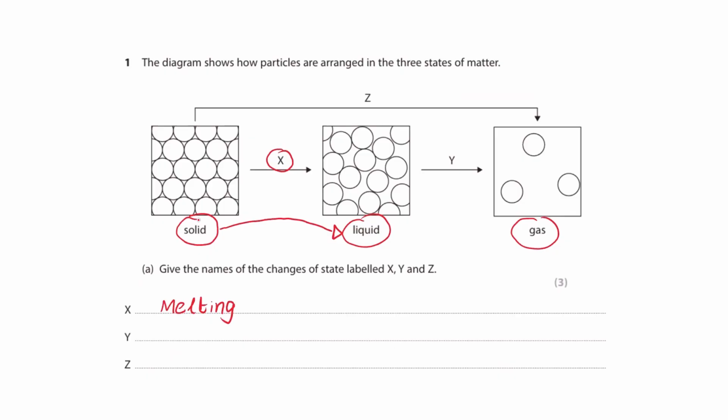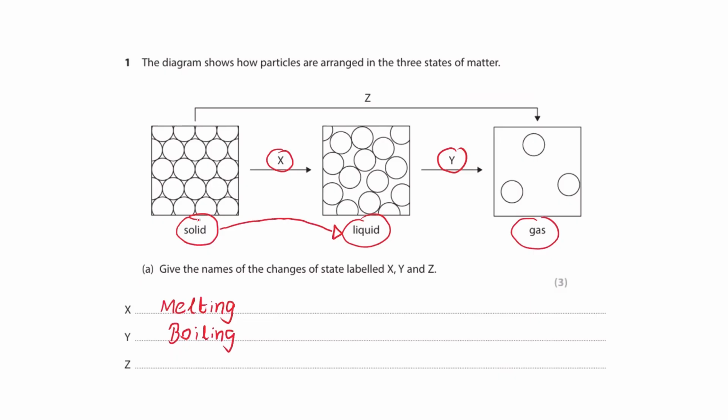Second one, they're asking what is Y. A liquid turns to gas. Liquid turns to gas. We can call it evaporation or we can call it boiling. So in both processes, liquid will turn into gas. So it will be boiling.